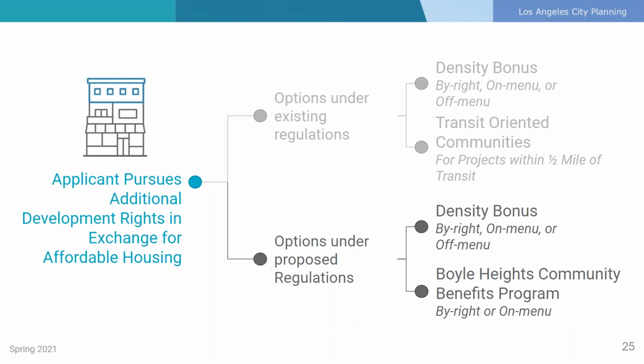Today in Boyle Heights, for a developer or applicant that pursues incentives in exchange for affordable housing, the options available are to use the Density Bonus Program or the TOC program. With the proposed community plan update and adoption of the Boyle Heights Affordable Housing Incentive Program, density bonus will remain an option, but the TOC program will be replaced within the boundaries of the Boyle Heights Community Plan area by the tailored Affordable Housing Incentive Program.